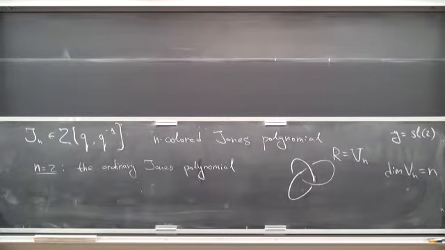If you have two knots having the same A polynomial, do they have the same higher Jones polynomials?